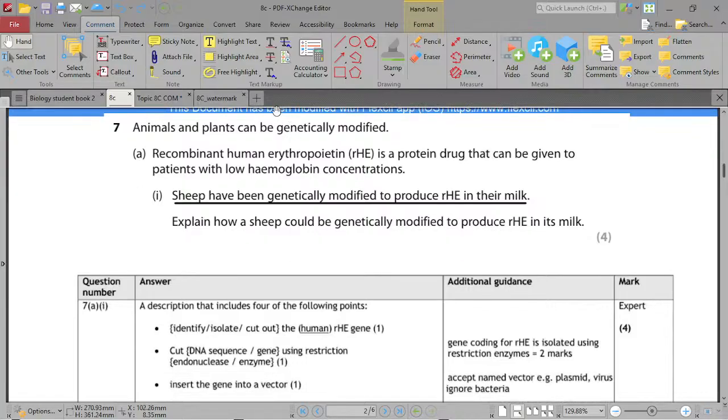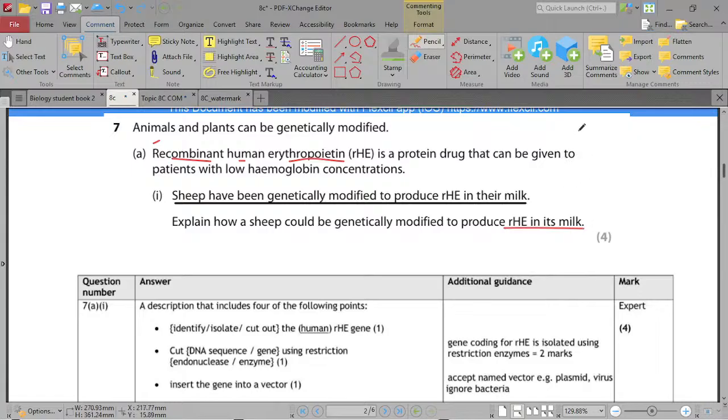Okay, so animals and plants can be genetically modified. The recombinant human erythropoietin is a protein drug that can be given to patients with low hemoglobin concentrations. Sheep have been genetically modified to produce RHE in their milk. Explain how sheep could be genetically modified to produce RHE in its milk.